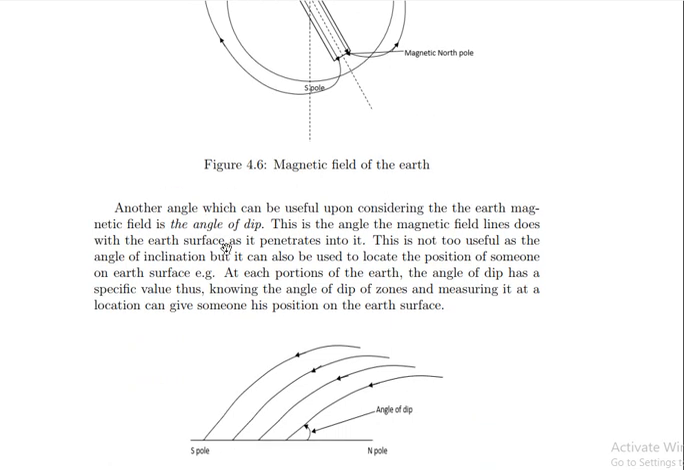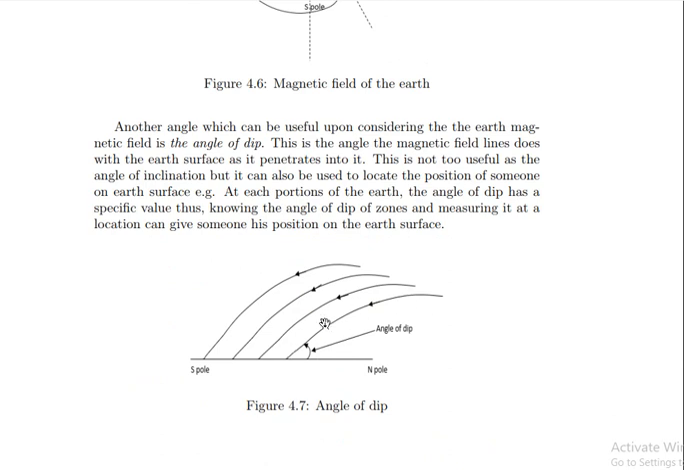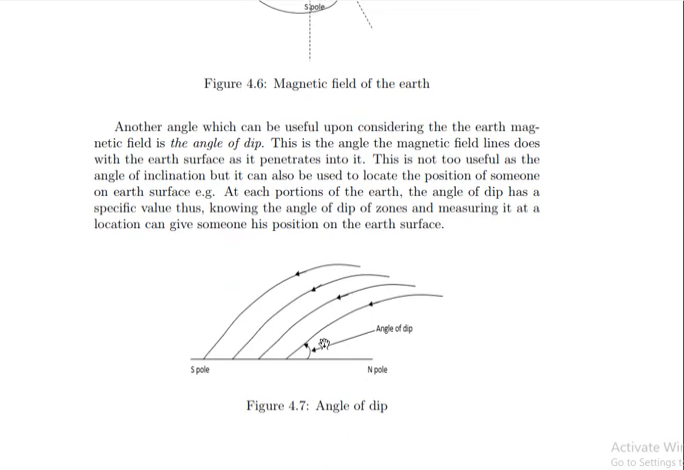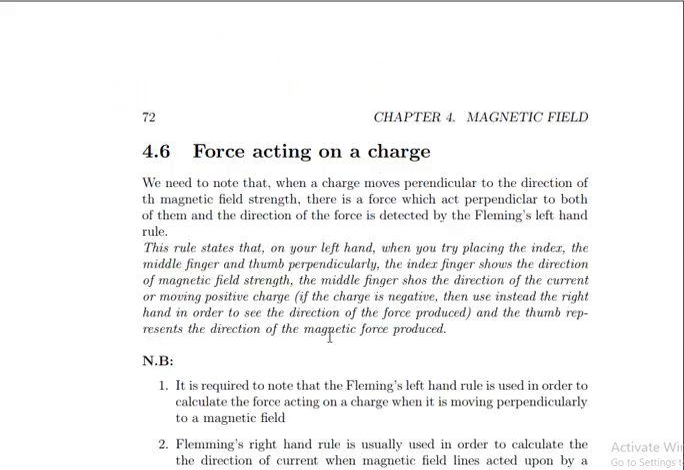Now let's visualize what the angle of dip is. The angle of dip is defined as the angle at which the magnetic field lines penetrate the Earth's surface. The angle of dip can vary at different regions of the Earth's surface. At the equator you have a different angle of dip, and at the poles you have a different angle of dip. At the poles you mostly have an angle of dip of 90 degrees, and at the equator you mostly have an angle of dip of 0 degrees. So the angle of dip can enable one to know one's position on the Earth's surface.